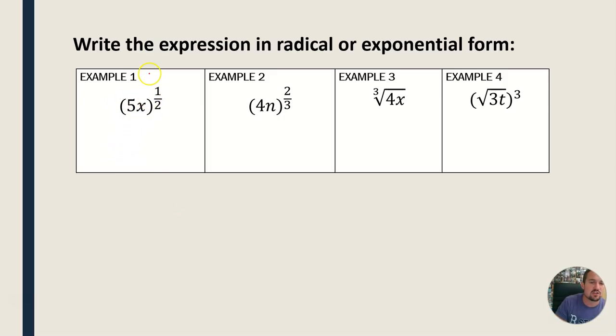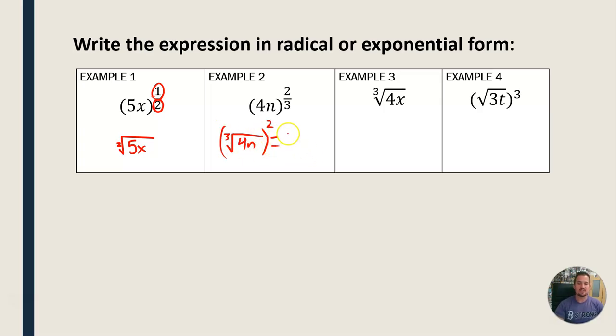So right here I have 5x to the 1/2 power. Remember, when I have a fraction exponent, I can rewrite this as a radical, where this bottom number becomes the index for the root, and this top number becomes the power that this is raised to. So 5x to the 1/2 power is the same as the square root of 5x to the 1 power. To the 1 power isn't going to change anything, so I can think of this as just the square root of 5x. Okay? 4n to the 2/3 power could be written as the cube root of 4n squared.